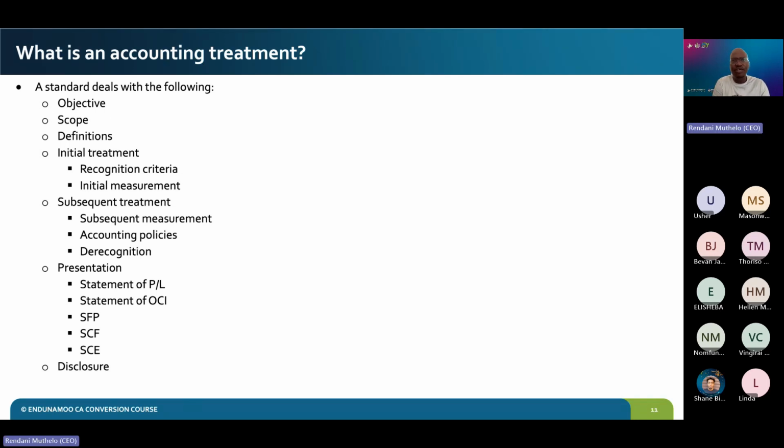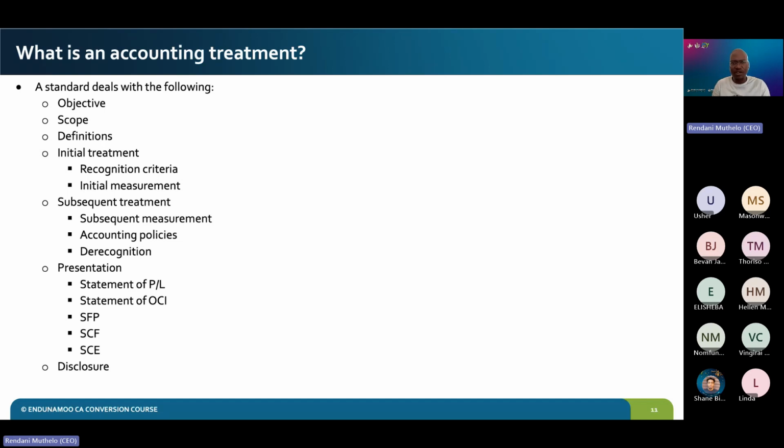Then we have how to then remove the item when we are done with it. So I've bought this car and I want to use it for 5 years. 5 years is done. What do I do with it? I have to remove it in my books. But what needs to be true for it to be removed in the books? That's what derecognition helps us to do.